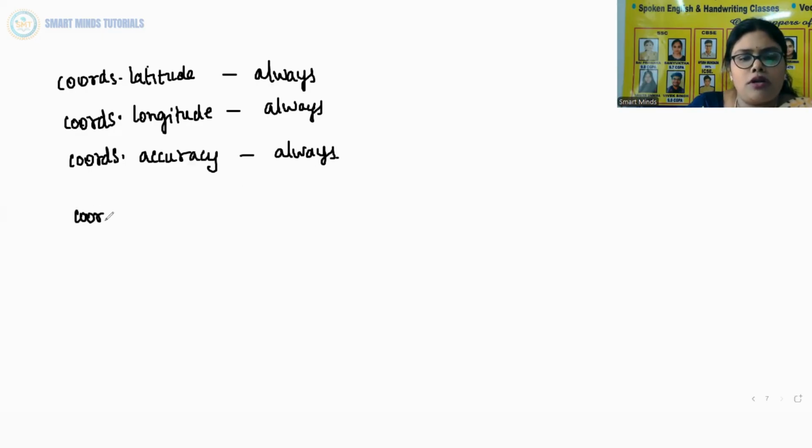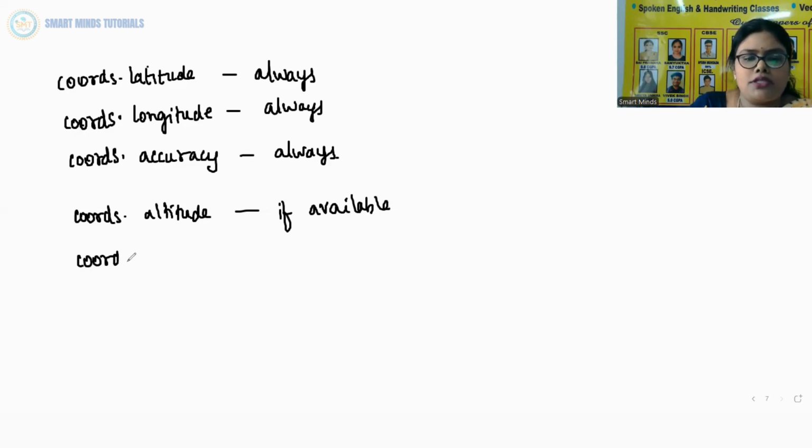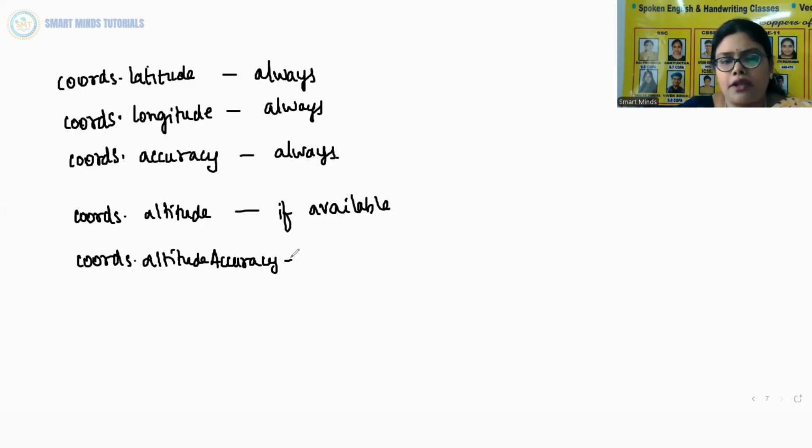Next is coords.altitude. This returns the altitude in meters above the mean sea level, and this is returned if available. Then you have coords.altitudeAccuracy. This returns the altitude accuracy of the position, and this is also returned if available.